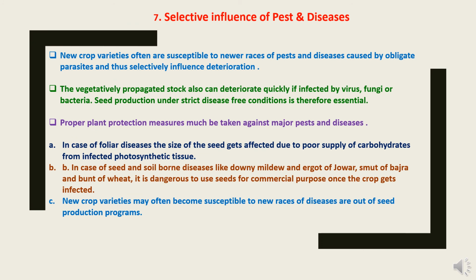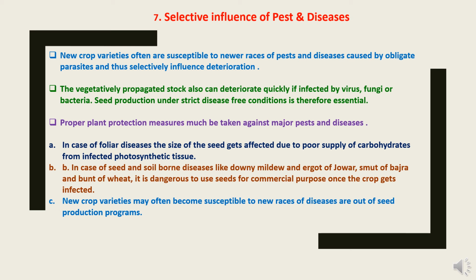Seventh factor for deterioration is selective influence of pests and diseases. New crop varieties often are susceptible to newer races of pests and diseases caused by obligate parasites, and the selective influence causes deterioration. The vegetatively propagated stock also can deteriorate quickly if infected by virus, fungi or bacteria. Seed production under strict disease-free conditions is therefore essential.